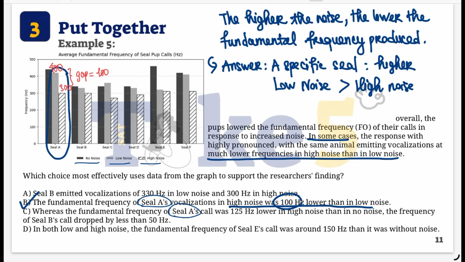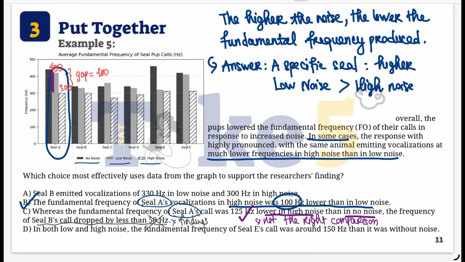C is incorrect, because even though it mentions the right difference of 125 between high noise and no noise, it's not the right comparison we're looking for. Moreover, it also mentions cell A only to highlight the overall lower response of cell B, which is not the right subject that we want to use to demonstrate the findings.